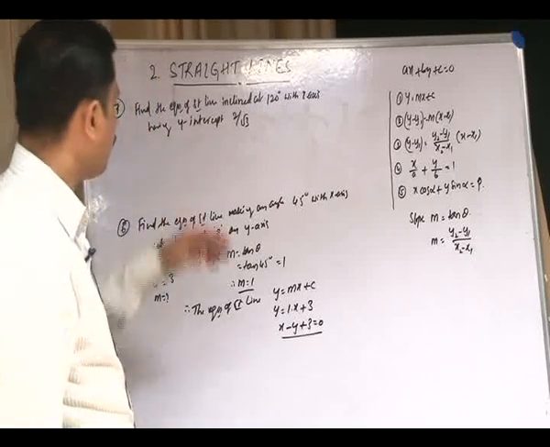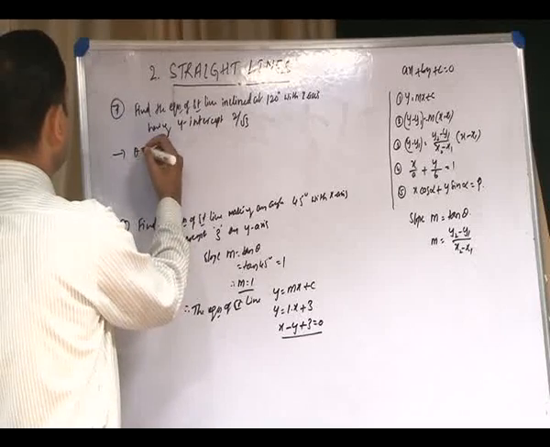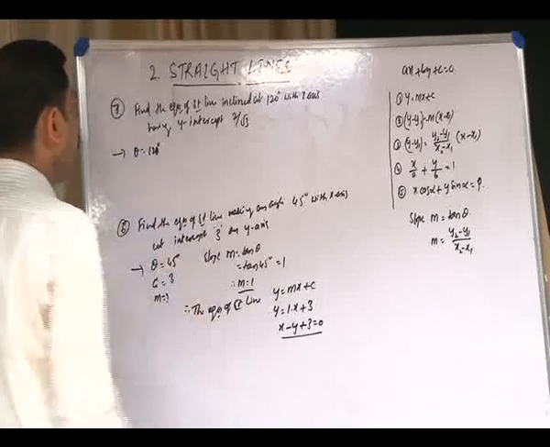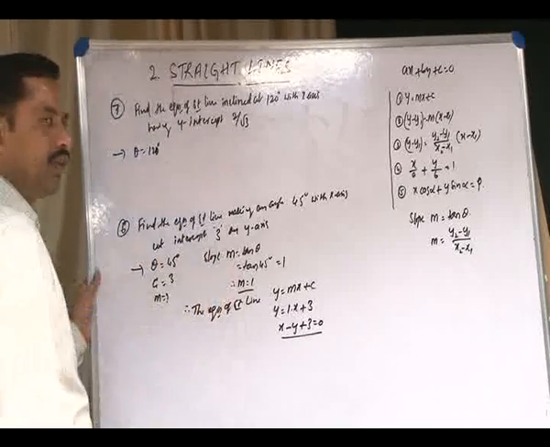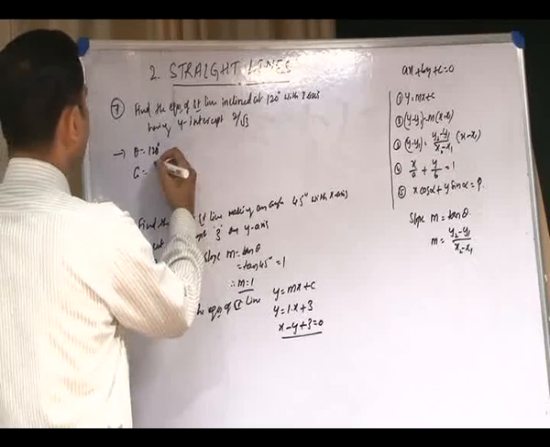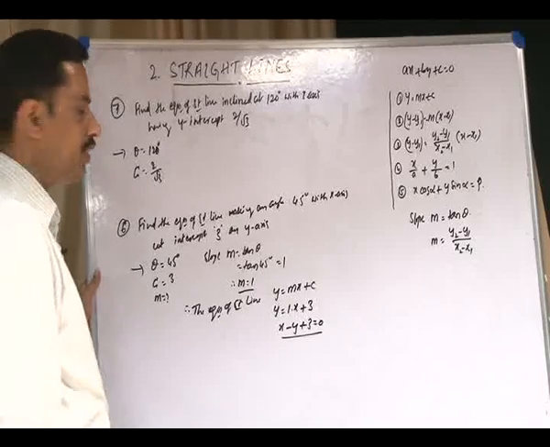So, that is also a similar problem. As in the previous problem, the inclination theta is given, that is 120 degrees. By using this angle theta, I have to find the slope of the straight line first, m is equal to tan theta. Then the y intercept c is given, that is 2 by root 3. So, you have to find the equation of the straight line.